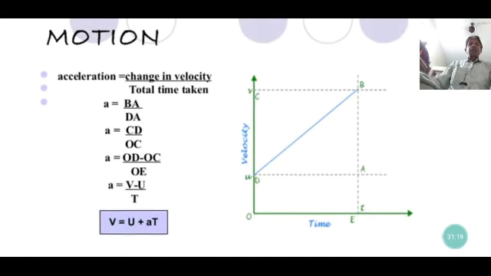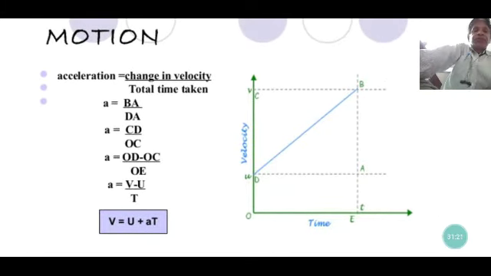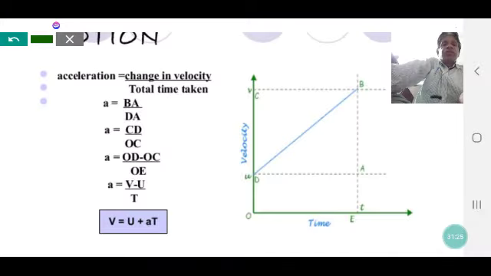The first equation of motion: v is equal to u plus at. That is the first equation of motion. Now how can you derive it? By the velocity-time graph. Here is the velocity-time graph, with velocity taken on the y-axis and time on the x-axis.